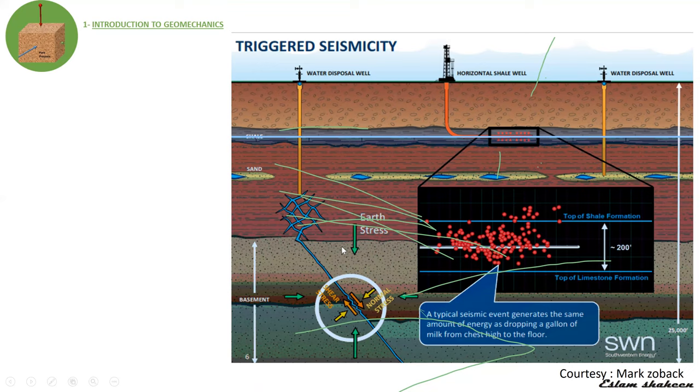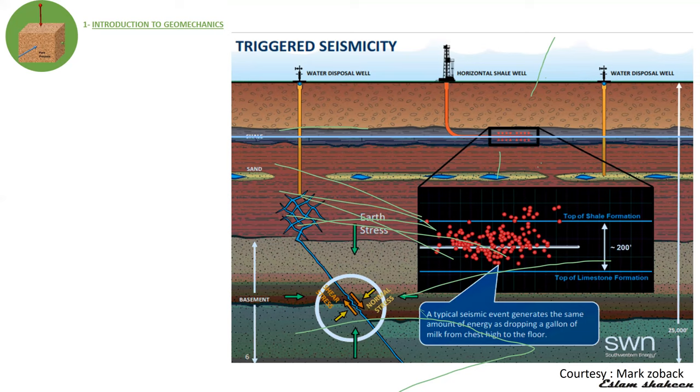So after fracking of oil shale, faults can move. This can cause seismicity. This can cause and induce earthquakes. Faults can move because the faults have been exposed to high pressure disposal of water coming from the hydraulic fracking operation.